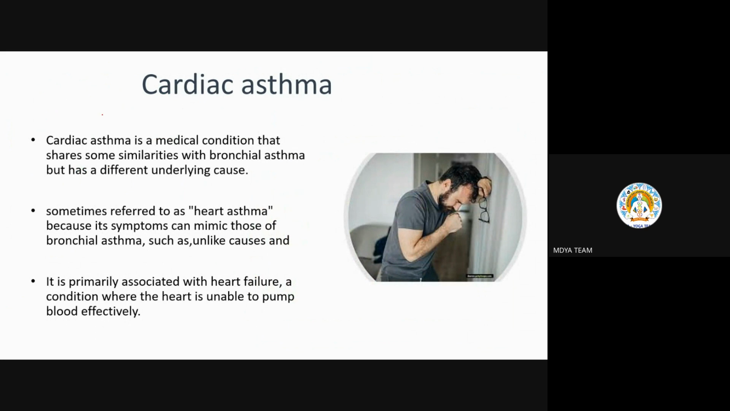So what is cardiac asthma? We'll understand now. Cardiac asthma is a medical condition that shares some similarities with bronchial asthma, but has different underlying causes, and the treatments are also different. Sometimes we also call it heart asthma, because cardiac is the word related to heart. Pulmonary is the word related to which organ? Lung. Yes, very good.